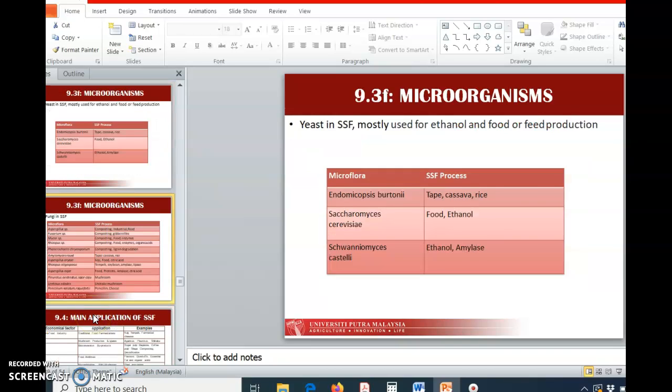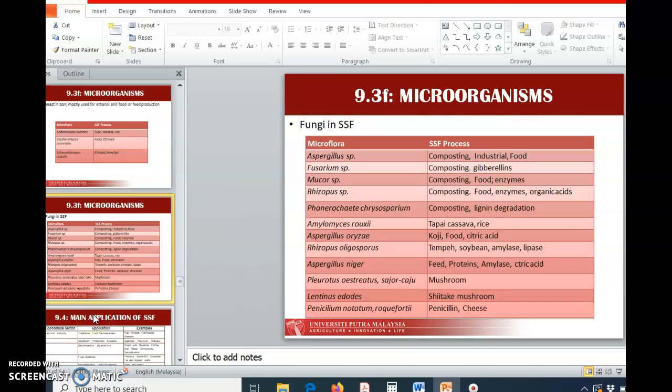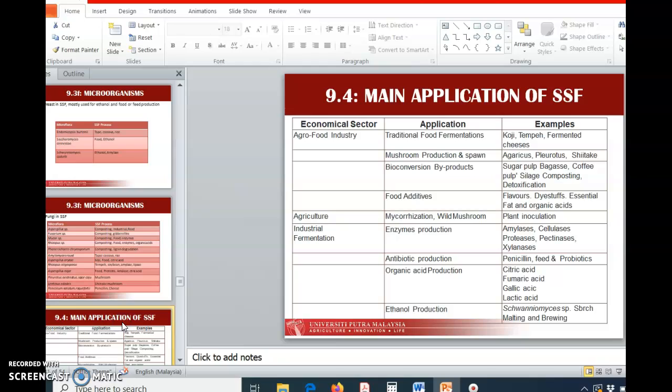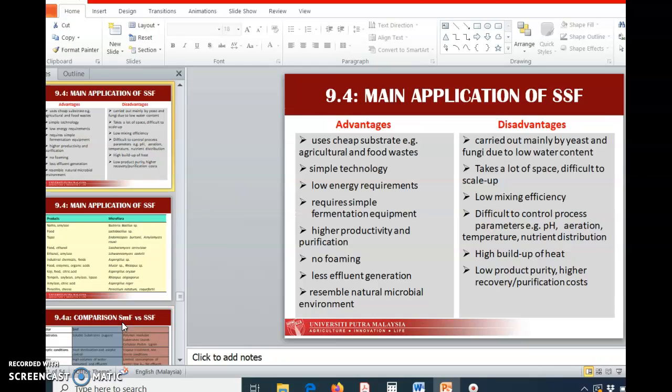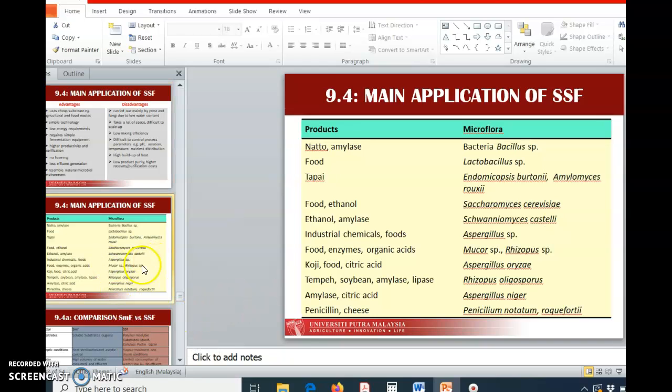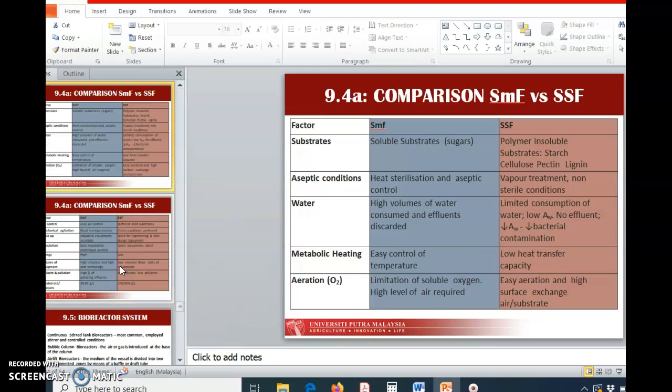Okay, another example: examples of strains of fungi and also the processes that they conducted. You can read this one by yourself as well. You can read the advantages and disadvantages; they are quite straightforward. Okay, again, some more examples.